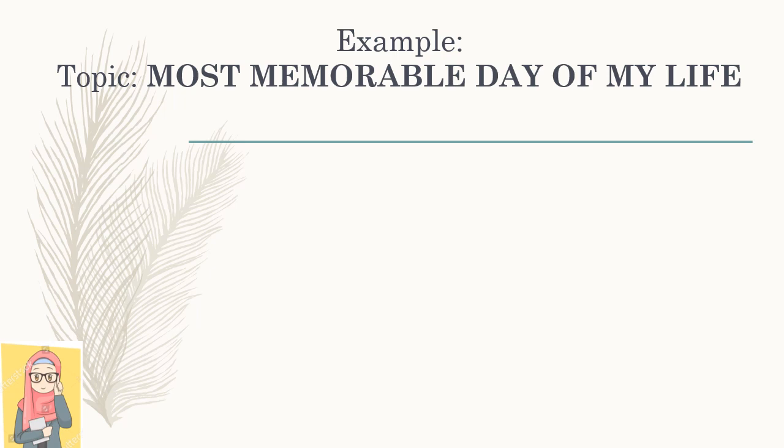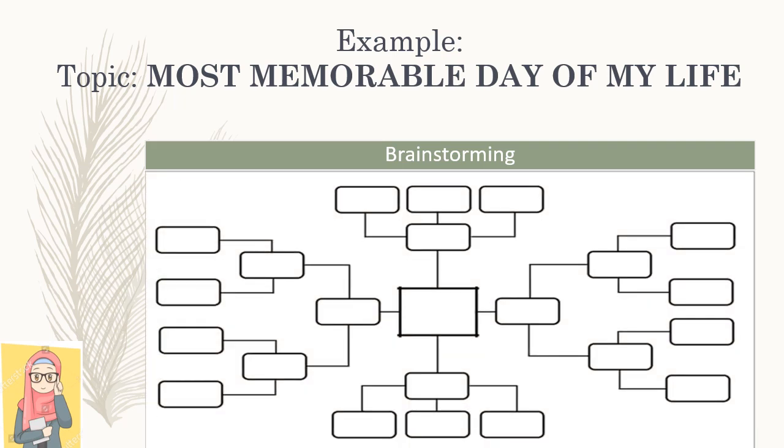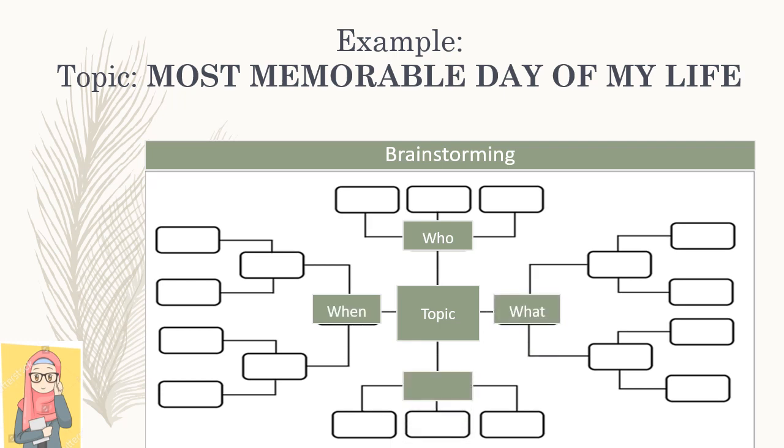Now, let's move to an example. For instance, our topic is most memorable day of my life. After knowing my topic, I will grab my pencil and start brainstorming by making a web diagram. In the center, I will write my topic. On the sides, I will write WH questions such as who, when, what, and where. And after these subheadings, we'll start answering by writing one word related to each. Therefore, my brainstorming will be done and I will be ready to move to my essay writing.